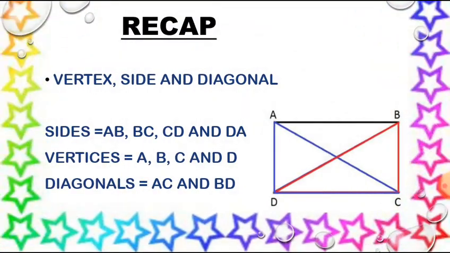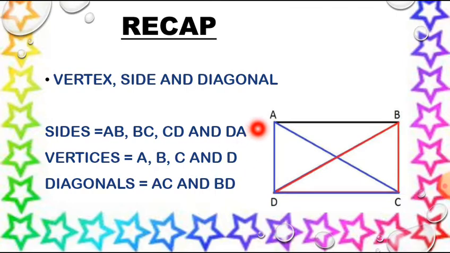So, my dears, before moving to today's topic, let's recap what we have learned in the last class. In the last class, we learned about vertex, side and diagonal. Children, look at this figure. It's a rectangle, right? In this figure, first you tell me which are the sides.